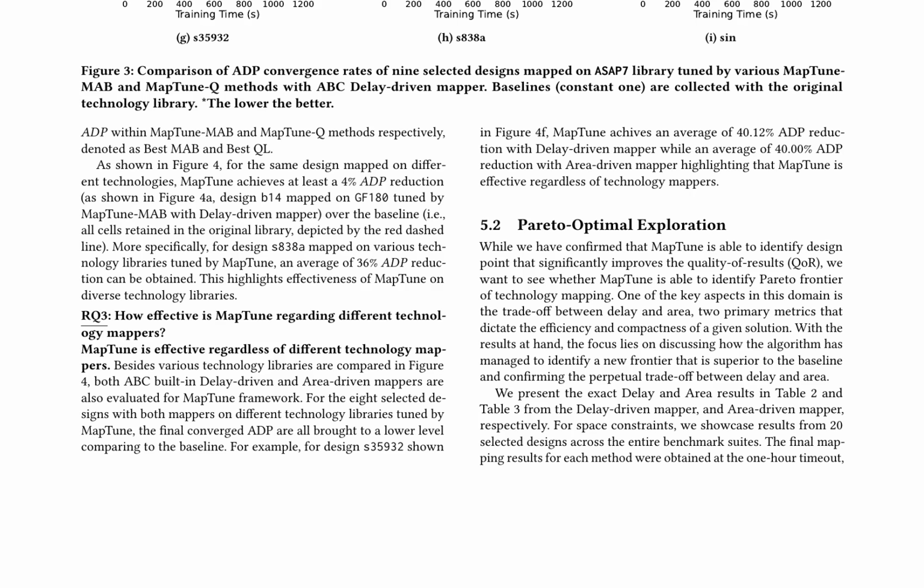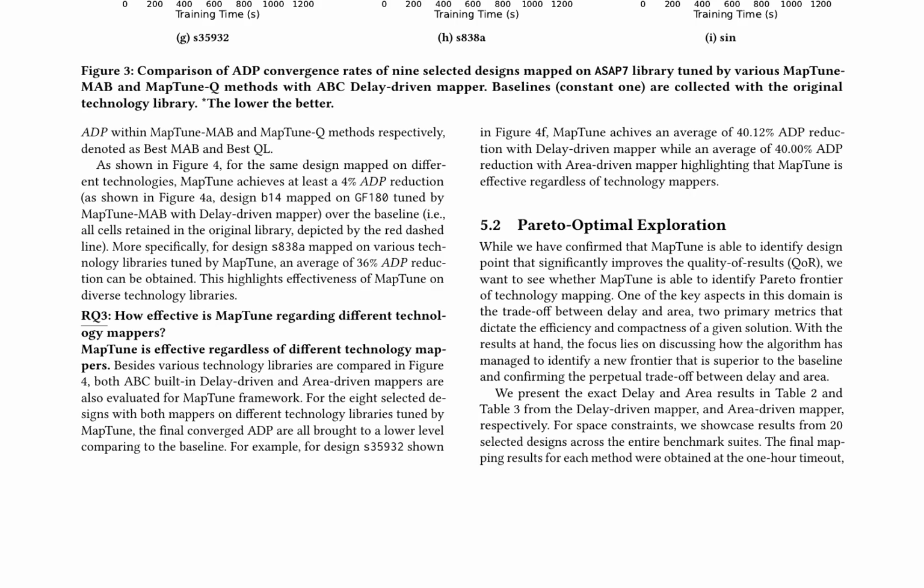The Pareto-Optimal exploration capabilities of MapTune are also explored, focusing on the trade-off between delay and area, 2 primary metrics that dictate the efficiency and compactness of a given solution. The results from the delay-driven and array-driven mappers are presented in Table 2 and Table 3, respectively, showcasing the final mapping results for each method obtained at the 1-hour timeout.